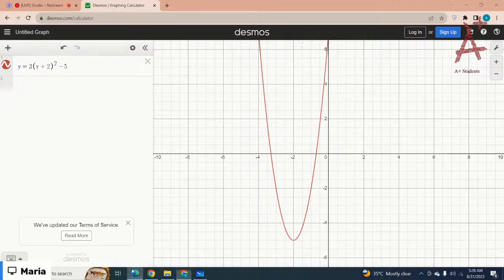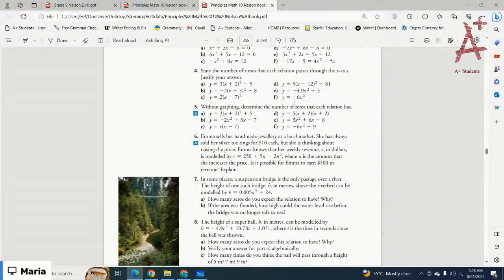Okay, just look at the other one. For example, f is y equals negative 6x square, right? So in the case y equals negative 6x square, the vertex is 0, 0 in this case, right? Because the vertex is 0, 0, that means the parabola is passing through the x-axis only once. That means d equals 0, right?